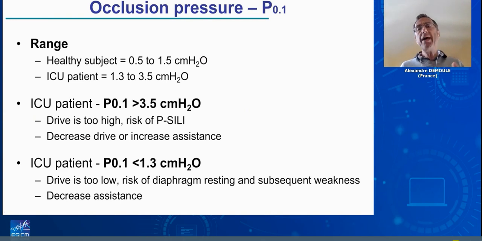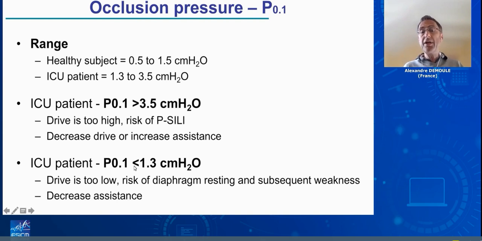So the range in healthy subjects is 0.5 to 1.5 centimeters of water, but in ICU patients, it seems that it's between 1.3 and 3.5. So what to do? If an ICU patient has a very high PO1, like 4 or 5, it means that the drive is too high and there's a risk of patient self-inflicted lung injury. So you should consider decreasing drive or in some cases increasing assistance, but probably there's a problem here. And maybe the patient is not comfortable and has dyspnea.